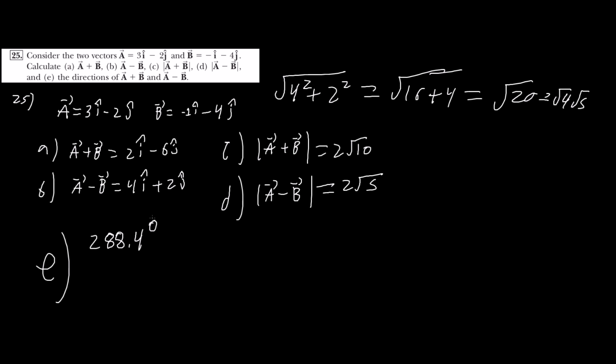And the other one is pretty straightforward. 2 over 4, or the tangent inverse of a half, is going to be 26.6 degrees on the other one. And that's it, folks. Pretty straightforward.